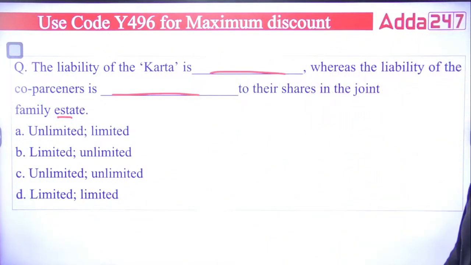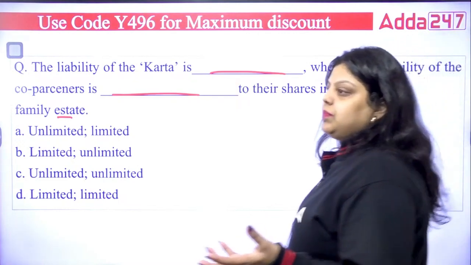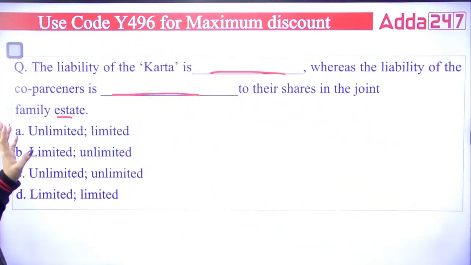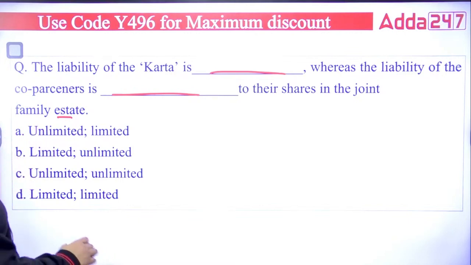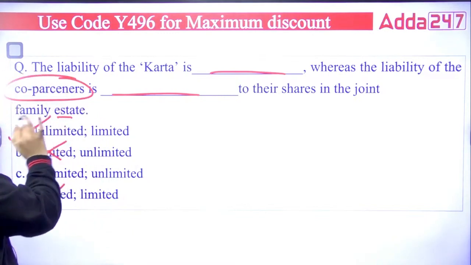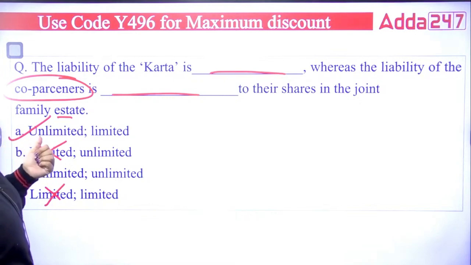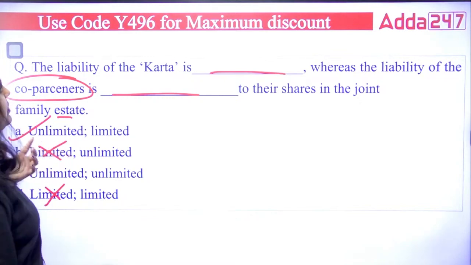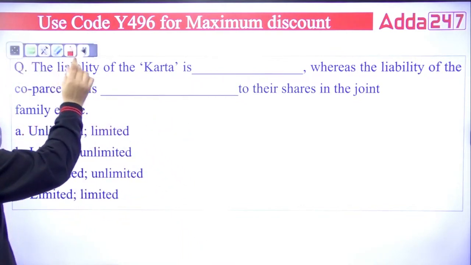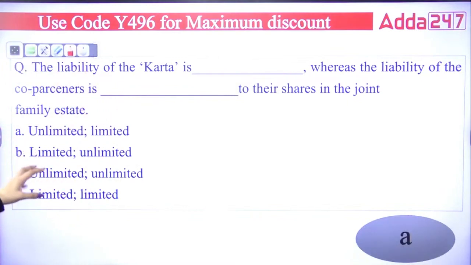The karta means the manager. In the Hindu undivided family, the karta has all the responsibilities. It means the first one will be unlimited, so it cannot be B or D. The liability of the karta is unlimited, and the liability of co-partners is limited. It means the right answer is option A. The elder male of the family has unlimited liability, and the family members have very limited liability in this case. So the right answer is A, unlimited and limited.